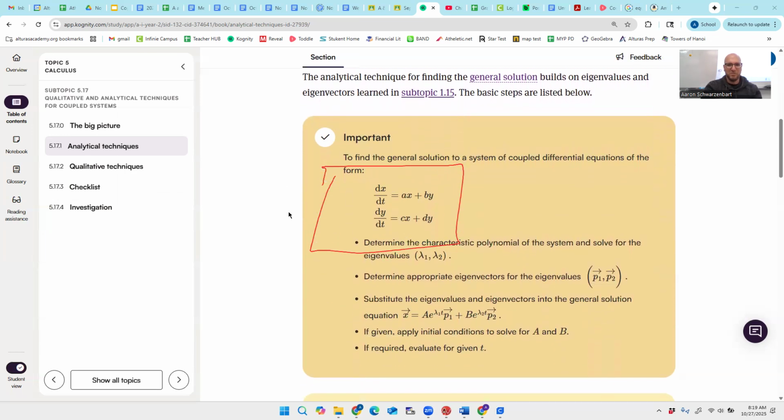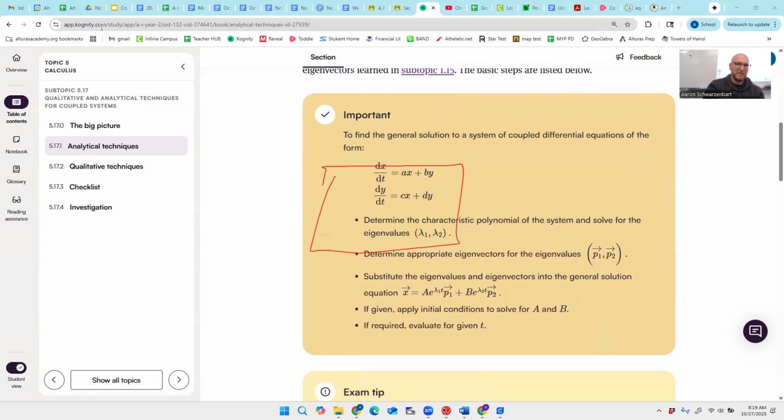Okay. So it leads to this. We will get a single equation, a vector, so the x and y vector, with a constant a and a constant b that we'll solve for: a times e to the eigenvalue 1 t times eigenvector 1, plus b times e to the eigenvalue 2 t times eigenvector 2.